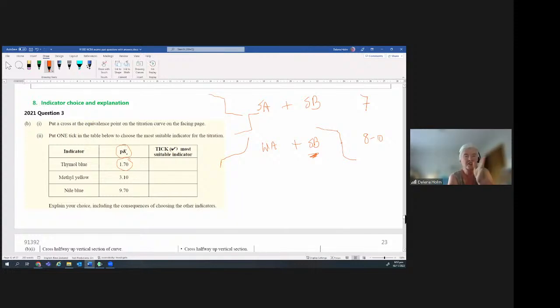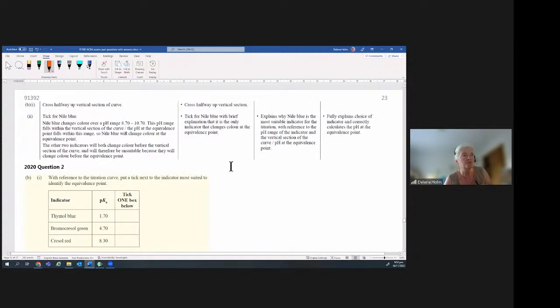It registers the color change that roundabout when the one color is 10 times or more the color of the other one. If the ratio of the two colors are not 10 times or more, our eyes can't really pick it up. So here, if it was a weak acid strong base, we would use Nile blue. Okay. And you would explain why. So you can see how they've answered.